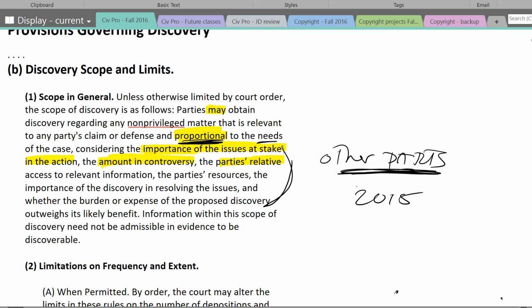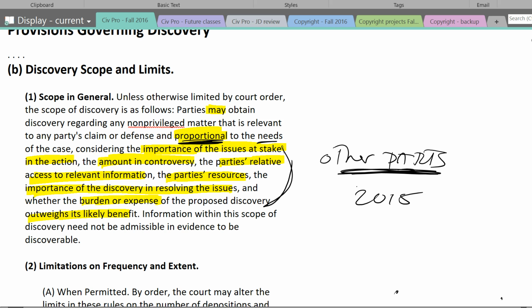Other things, the party's relative access to information, right? Their resources. So does that suggest rich defendants should be subject to more discovery? Poor defendants should not, you tell me. How central the discovery is to resolving the issue, whether the burden or expense outweighs its likely benefit.